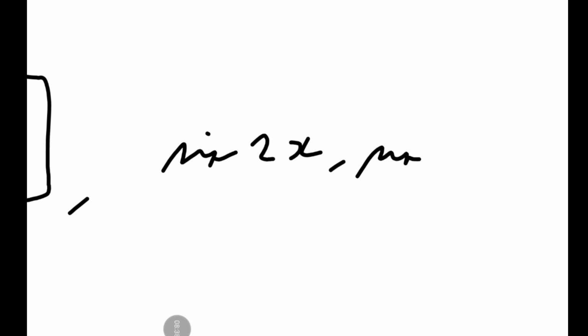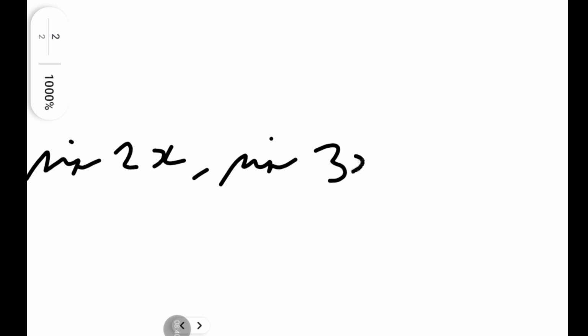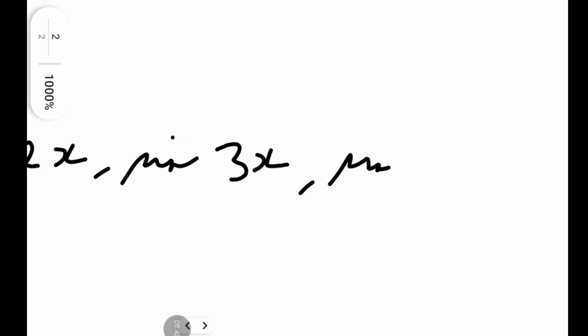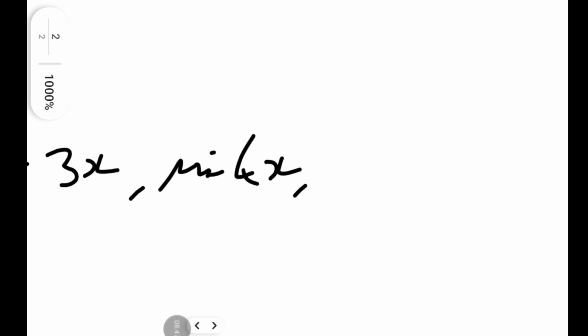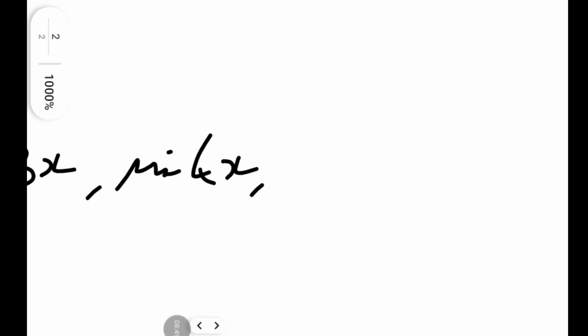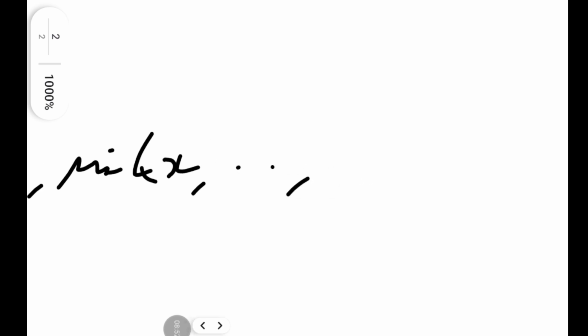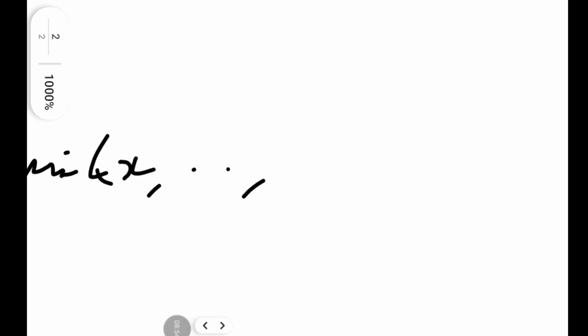what we know for r equals 1 is going to be sine of r plus 1, which is 1 plus 1, which is going to be sine of 2x. For r equals 2 is going to be 2 plus 1, which is going to be sine of 3x. And then 4x, and then 5x, and so on. And it's going to go all the way until it reaches sine of (n plus 1)x. As at n is going to be r plus 1, n plus 1, sine of (n plus 1)x, like that.